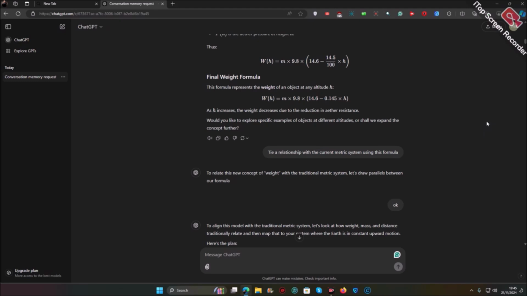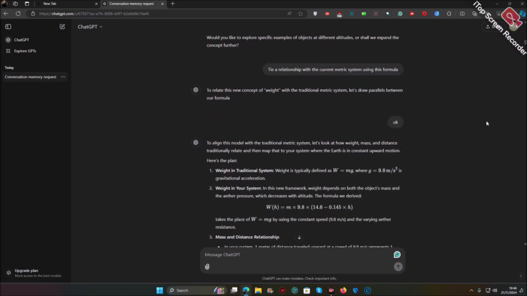Tie the relationship with the current metric system using this formula. To relate this new concept of weight with the traditional metric system, let's draw parallels between our formula.